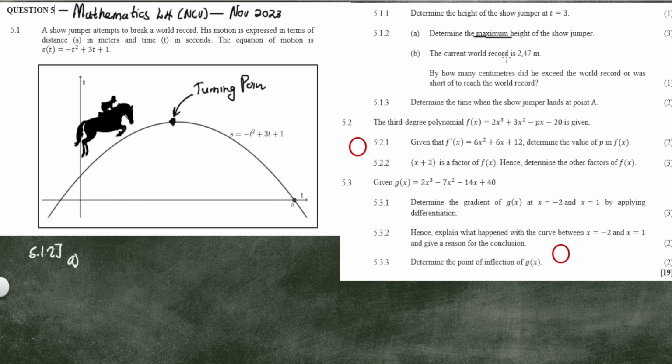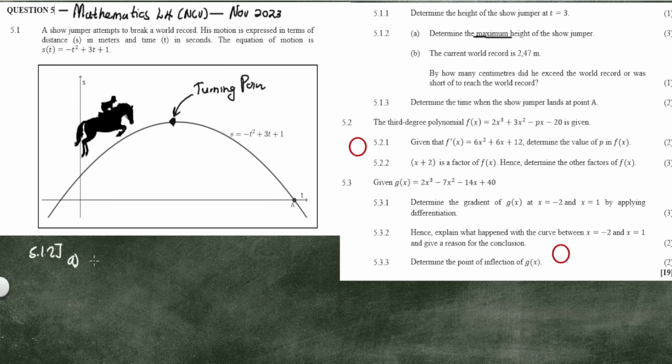For a maximum, or even a minimum for that matter, I know I need to find the derivative. The derivative at a maximum or minimum, the gradient of a tangent at a point on the curve, is equal to 0. So in order to get a maximum, or even a minimum, you have to find the first derivative of the given equation and equate it to 0. Then we solve afterwards.